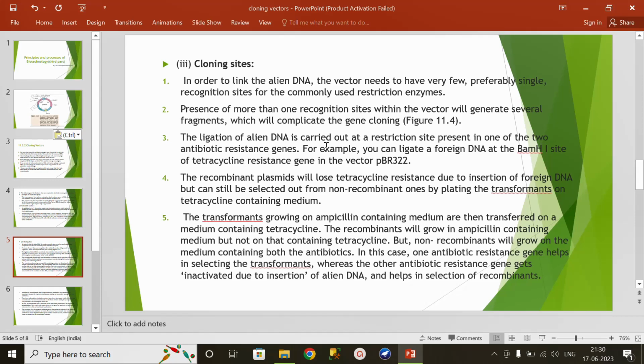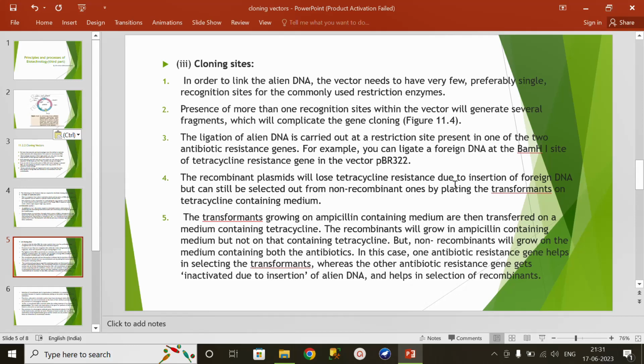Ligation of the alien DNA is carried out at a restriction site present in one of the two antibiotic resistance genes. So normally two or three antibiotic resistance genes are inserted inside the desired cloning vector. What is the role of this? For example, you can ligate foreign DNA at the BamHI site. So if you cut the antibiotic resistance gene into two and insert foreign DNA inside it, like the tetracycline resistance gene in vector pBR322, the recombinant plasmids will lose tetracycline resistance.